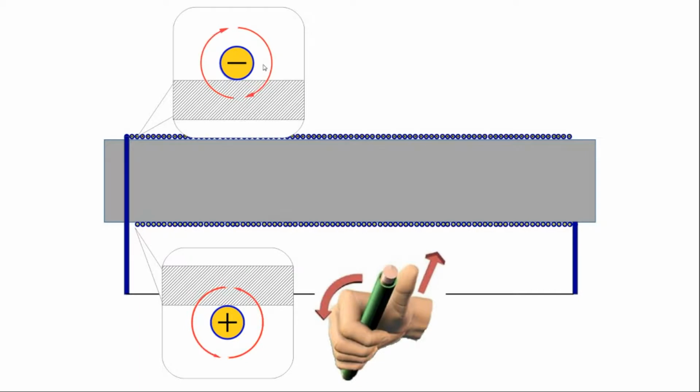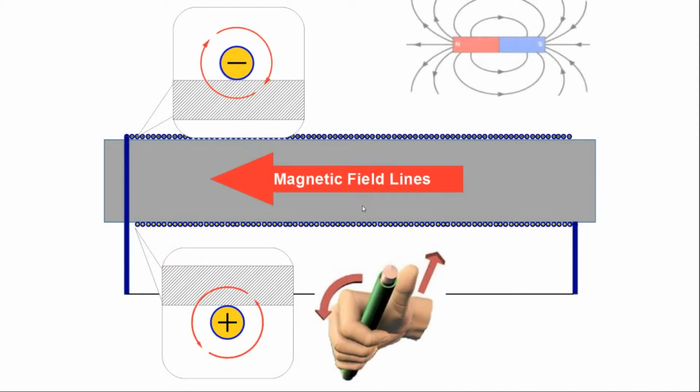So if I have clockwise here on the top of this bar, and it's pushing in this direction, and I have counterclockwise in the bottom, and it's pushing in that direction, it's going to concentrate my magnetic field lines in this direction from right to left, which is going to be useful to us.